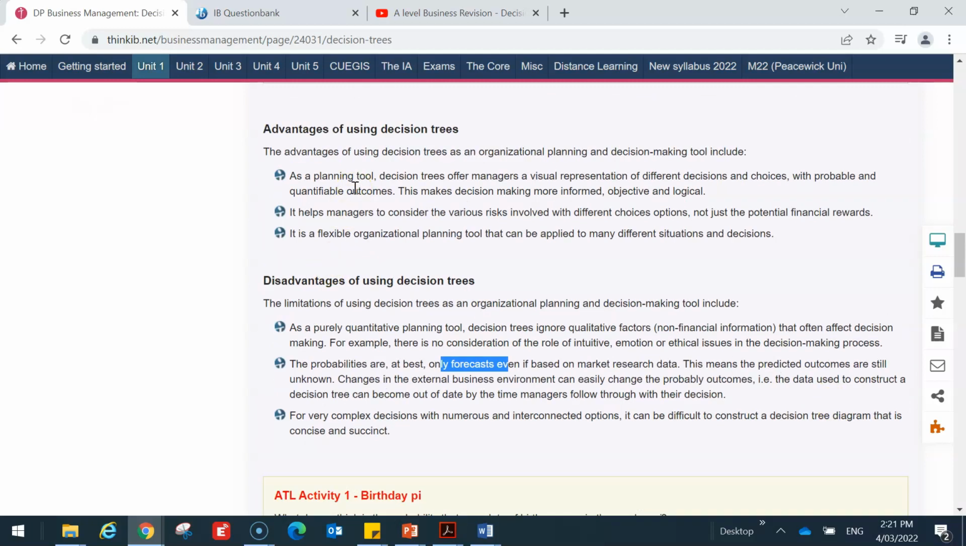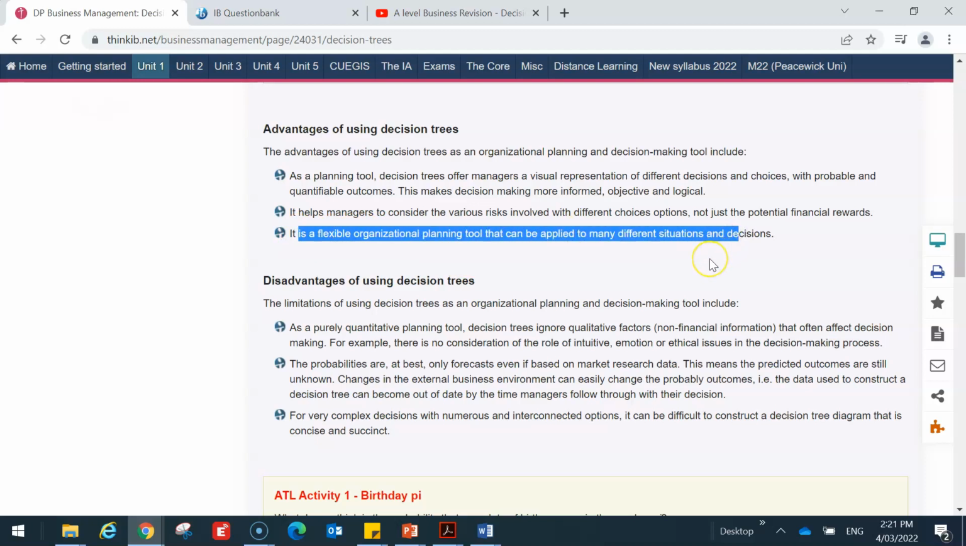There are many advantages as well, of course. That's why it's part of the course. It's a very useful planning tool for businesses. You can see here it helps managers to visualise any of the risks involved with particular projects, especially if they're weighing up two projects side by side. It's a great way to identify any risks. And you can see the last one: it is a flexible organisational planning tool that can be applied to many different situations.